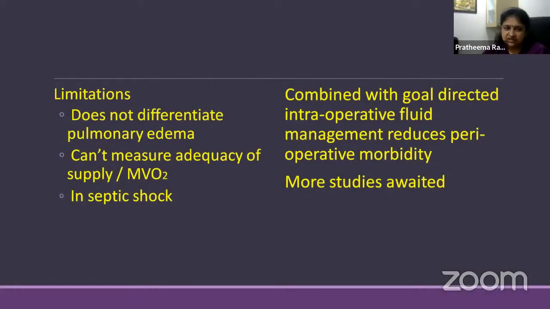So limitations are there. We cannot differentiate pulmonary edema. Yes, we always look at the cardiac output, how it is changing, but whether the lungs are getting wet is what we need to think about. The tolerance is not much. And if there is a septic shock, it is going to hurt the patient again. We don't know. There can be a non-cardiogenic pulmonary edema also. In ARDS patients, it's quite tricky. And if it is combined with goal-directed intraoperative fluid management, it reduces the perioperative mortality, but more studies are still needed.